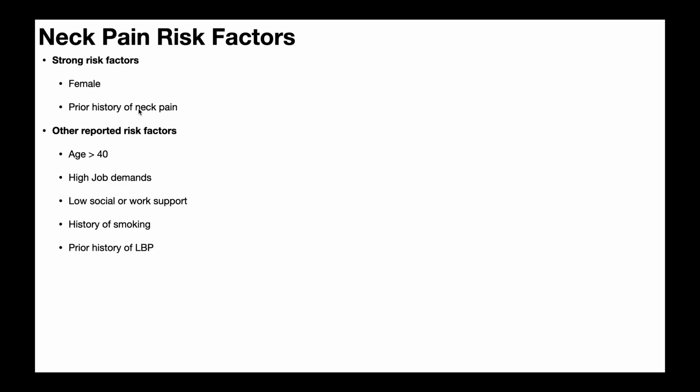Also, having neck pain in the past makes it more likely that you're going to have it again. So these first two strong risk factors are pretty straightforward and understandable. Let's now go into the other reported risk factors, which again are not weak, but these are actually highly correlated with individuals who have neck pain. The first is age. Simply being older than 40 years old makes it more likely that you're going to have neck pain. You can think about this in a few ways. Number one, bad posture is associated with neck pain. The longer you live, the more time you've had to sit in a bad posture.